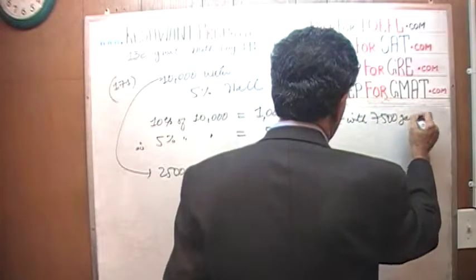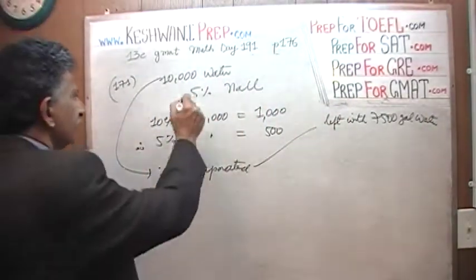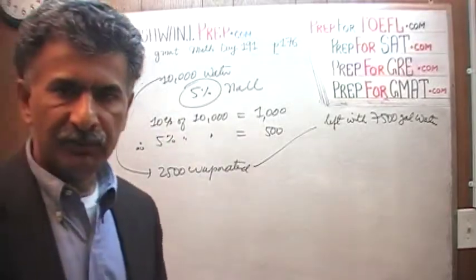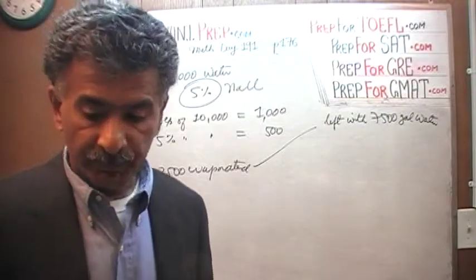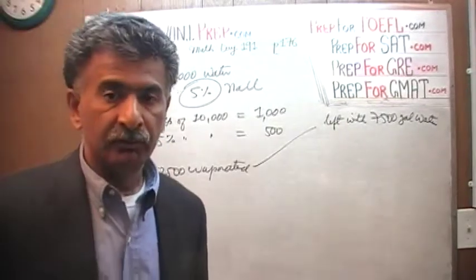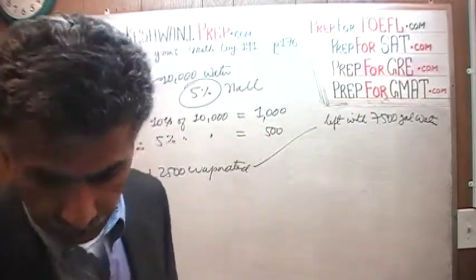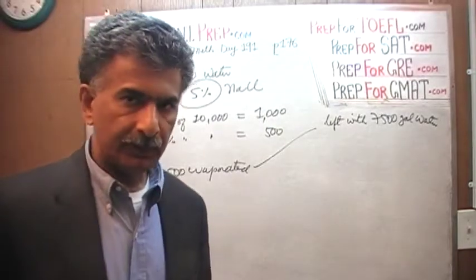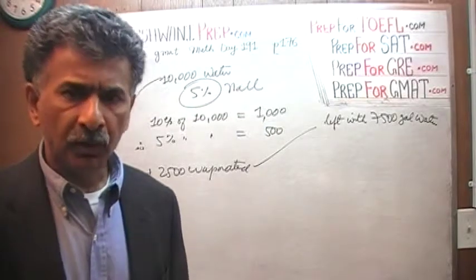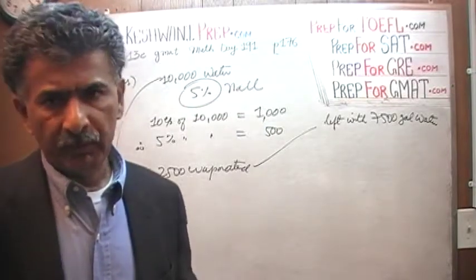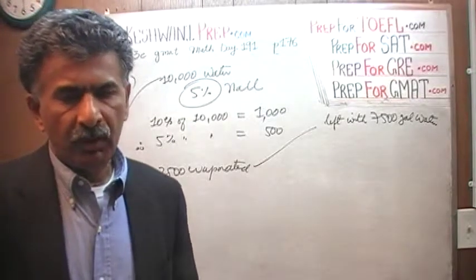7,500 gallons of water. Now ask yourself, if you start with a 5% concentration and some water evaporates, nothing happens to the chemical. The chemical does not evaporate. Should the concentration of the solution go up or down? You have the same amount of chemical and less water. Obviously, it should go up. It should be more concentrated, because you have the same amount of chemical in 7,500 gallons as opposed to 10,000 gallons. So the concentration will go up, as we said.